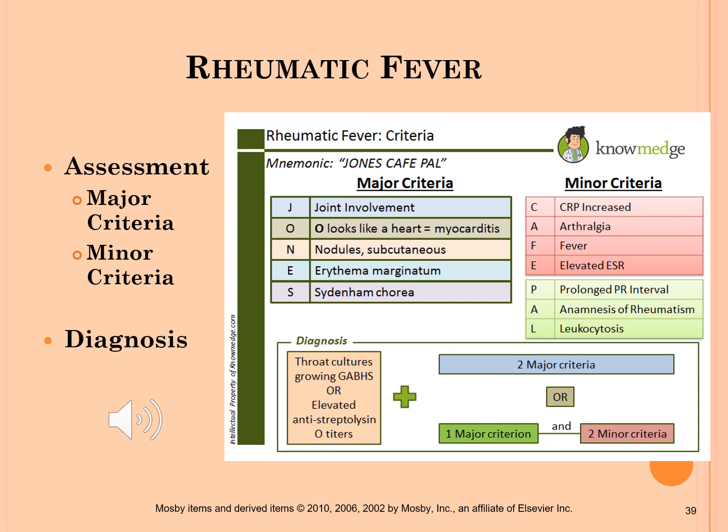When we diagnose them, they must have two major manifestations or one major manifestation and two minor manifestations. Of these, the heart involvement is the most serious, obviously, because of the effects it has on the heart. Again, looking for diagnosis, there are a lot of important laboratory findings that we're going to look at. One of the first ones is an elevated ASO titer.